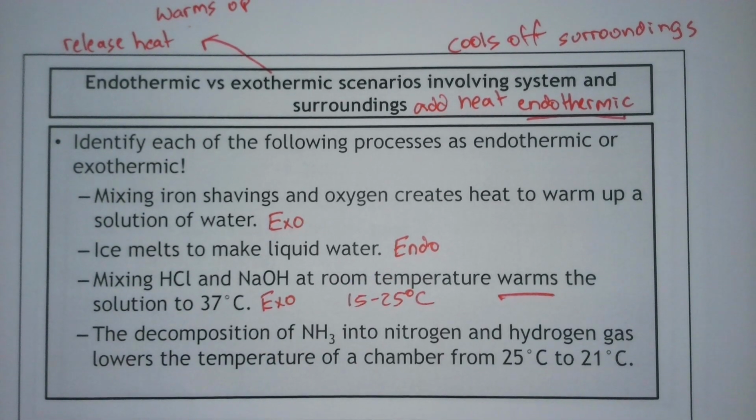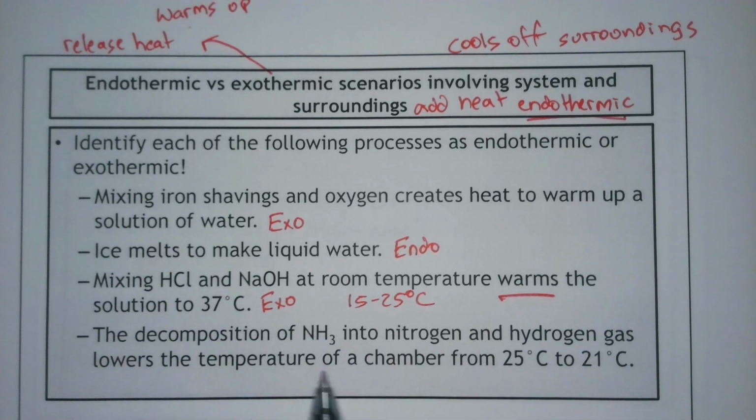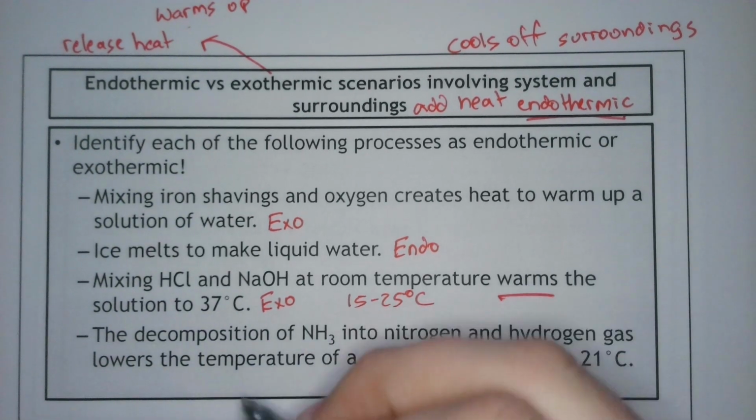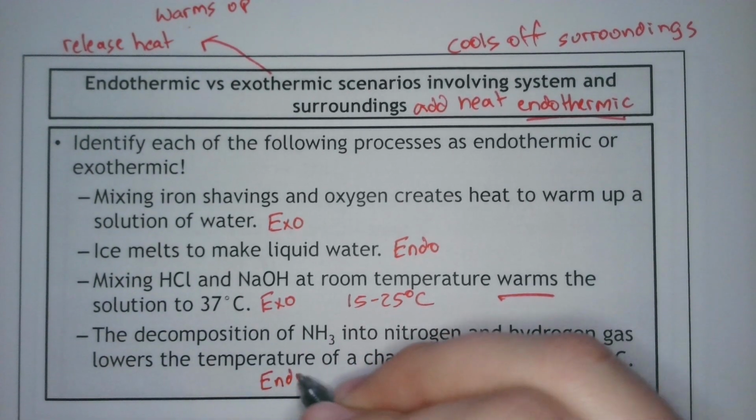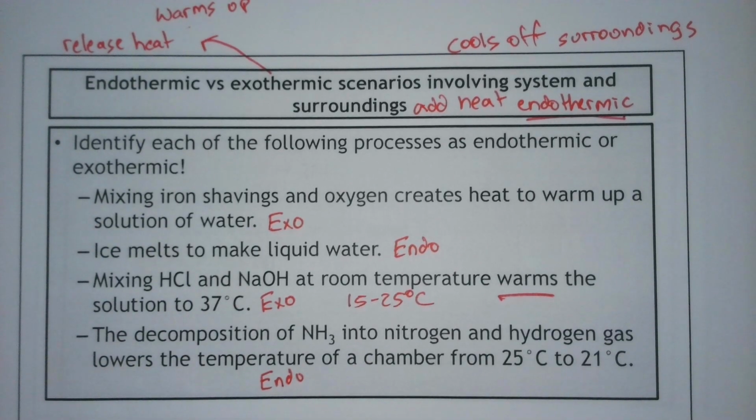And last, the decomposition of NH3 into nitrogen and hydrogen gas lowers the temperature of a chamber from 25 to 21. Okay, so I'm cooling off my surroundings, which means I am taking heat from them. So this is endothermic. So exo, endo, exo, endo.